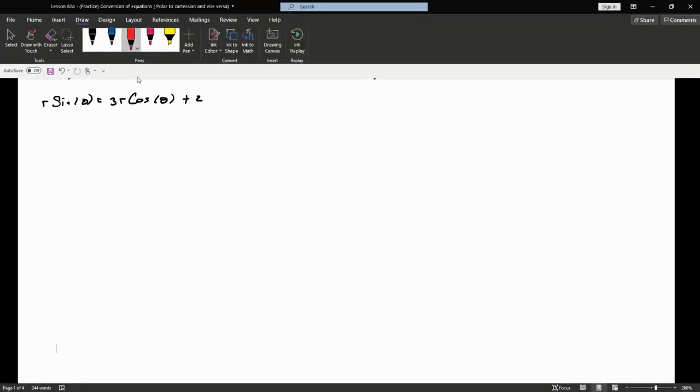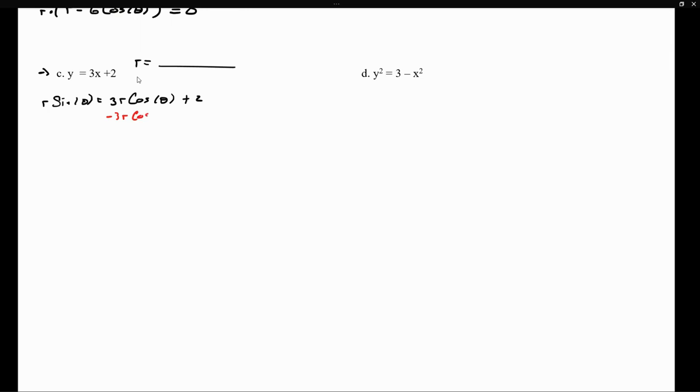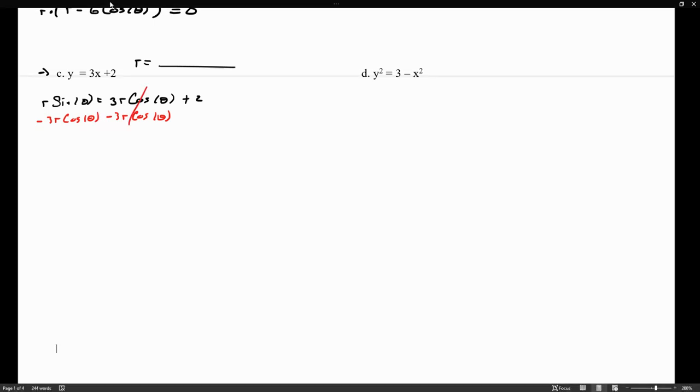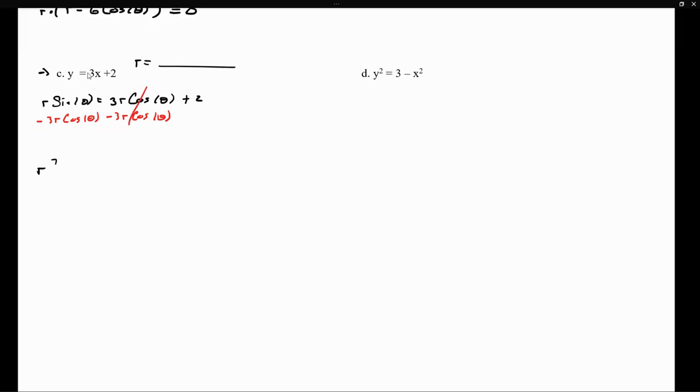Remember that our objective is to write in terms of r equals something. So whatever terms have an r, let's just move it all to the left hand side. So let's move this 3r cosine theta. That cancels out. So now we have r sine theta minus 3r cosine theta equals 2.